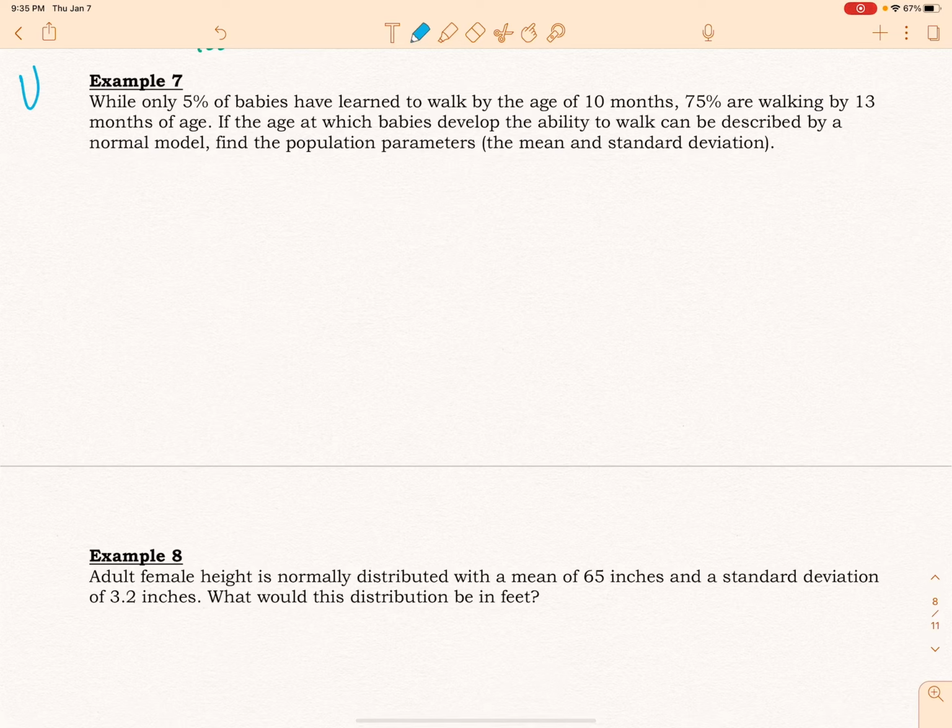Unit 6, Example 7, AP Statistics. Babies. Okay, here we go.